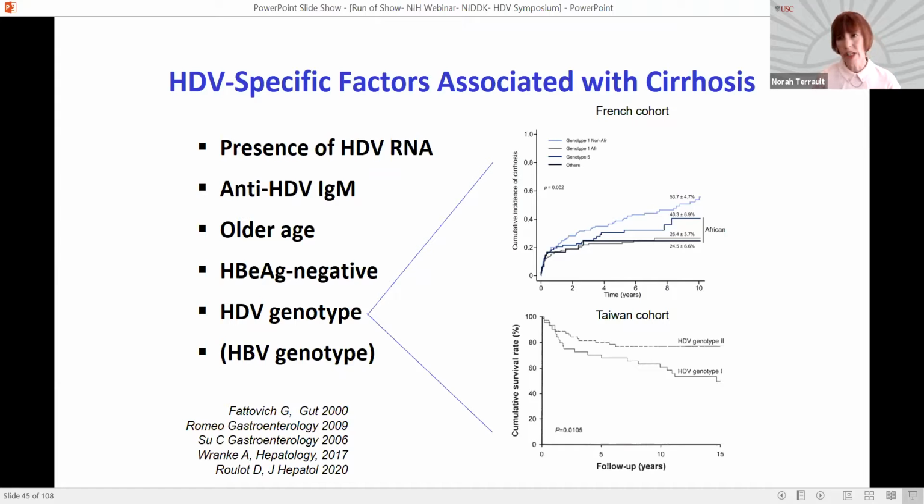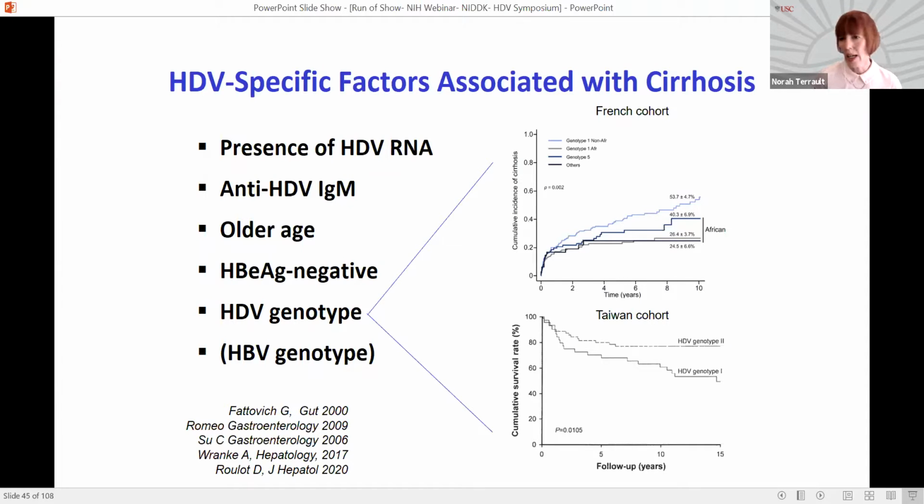Well, presence of HDV RNA, so viremia, is important. In some studies where HDV RNA is not available, a marker of viremia can be the anti-HDV IgM, so that has been shown to be associated as a marker in some studies. And then older age, E antigen negative status, and HDV and HBV genotype have been proposed as also being important.